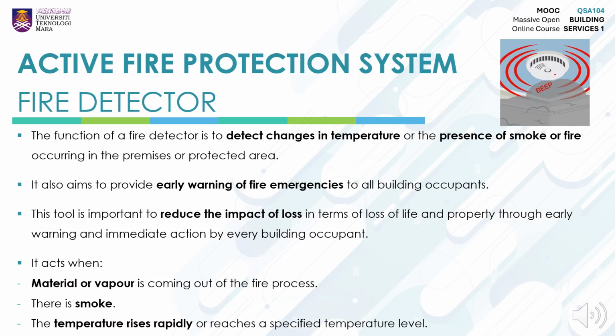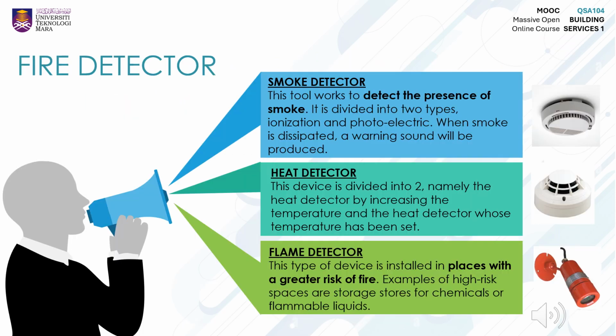The next active fire protection system is fire detector. The function of a fire detector is to detect changes in temperature or the presence of smoke or fire. It also aims to provide early warning to the building occupants. Fire detector is also important to reduce the impact of losses, such as the loss of life and property. Normally, fire detector acts when material or vapor is coming out of the fire process, or when it detects smoke and rising temperature. There are a few types of fire detectors available.